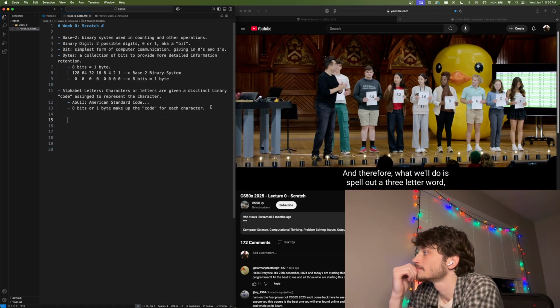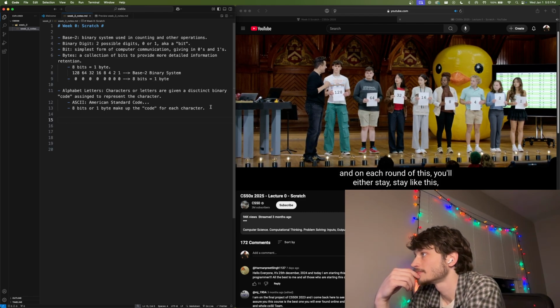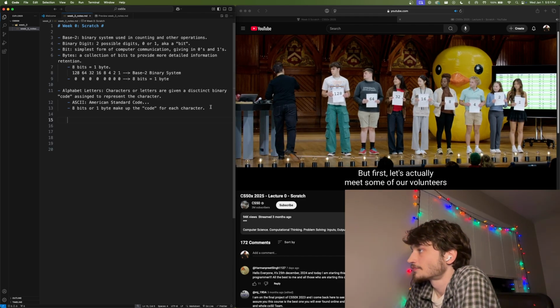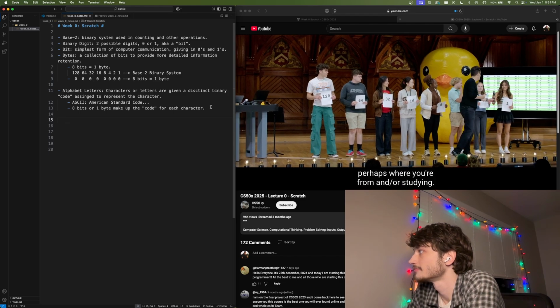And therefore, what we'll do is spell out a 3-letter word. On each round of this, you'll either stay like this or you'll raise your hand. But first, let's actually meet some of our volunteers here, starting with position number 1, if you'd like to say your name, perhaps where you're from and or studying.